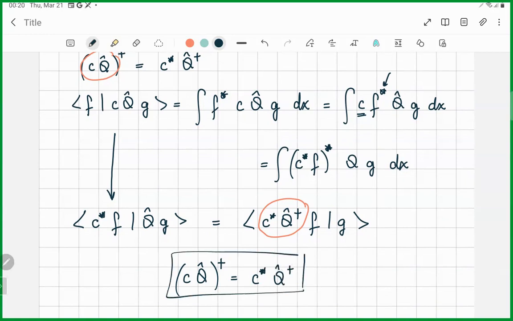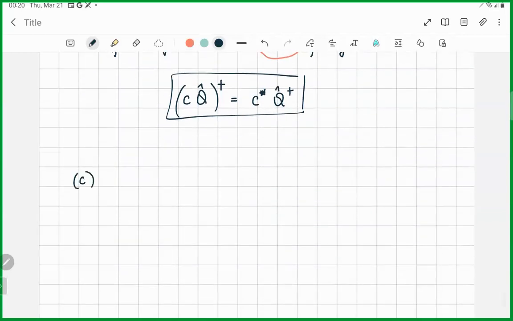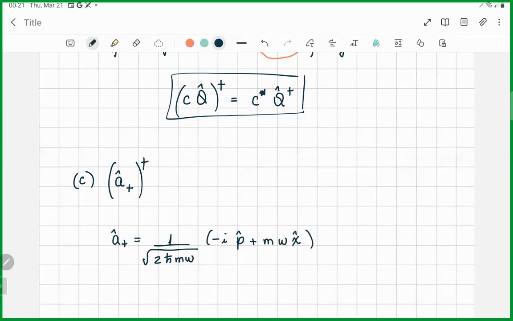Very good. The last item of this problem, item C, is the following. Go back to when we were talking about the harmonic oscillator, pick the raising operator, have a look at that, and then obtain its Hermitian conjugate. So construct the Hermitian conjugate of the raising operator. Let's go back to your book and see what this raising operator was. It involved several constants, 2ħmω, then it had i, the momentum operator, other constants, mω, and the operator x. Okay, so this is the raising operator.